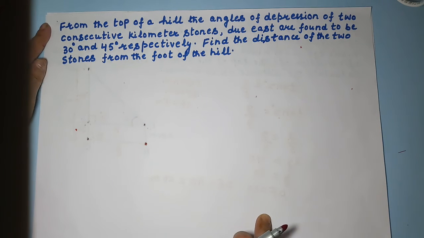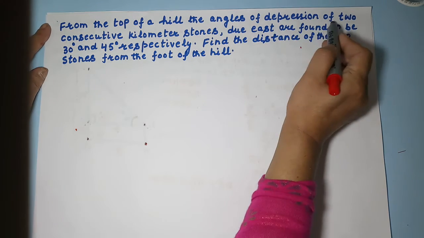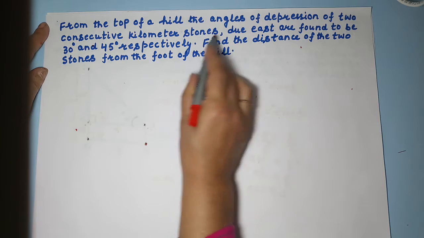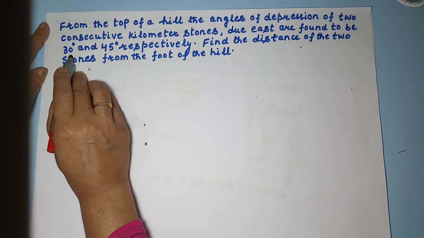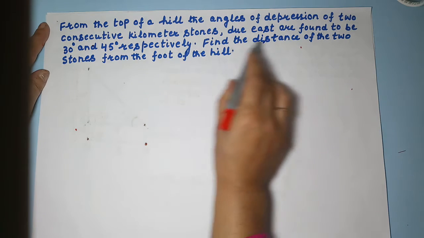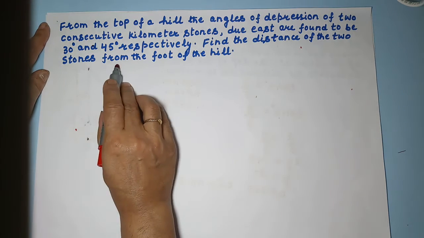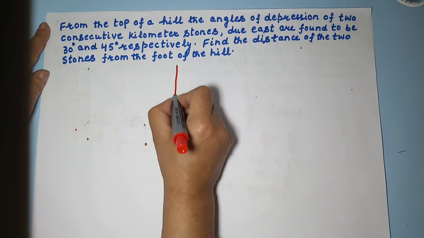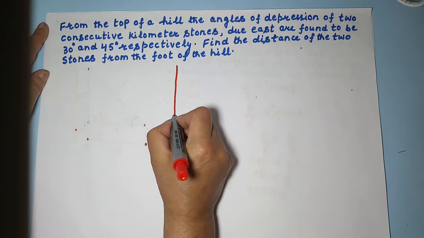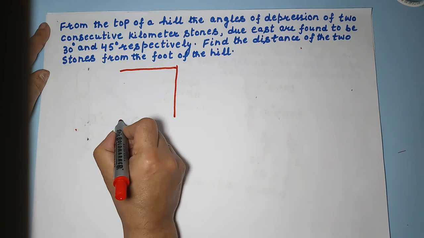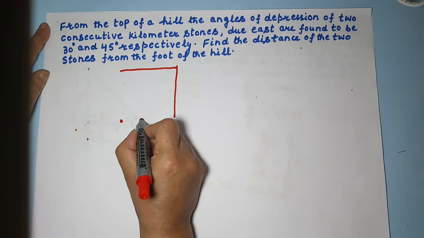From the top of the hill, the angles of depression of two consecutive kilometer stones due east are found to be 30 degrees and 45 degrees respectively. Find the distance of the two stones from the foot of the hill. So this is the hill, right? And from the top of the hill, there are two kilometer stones.